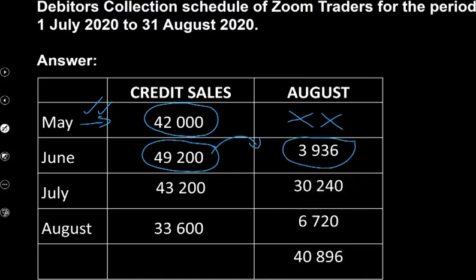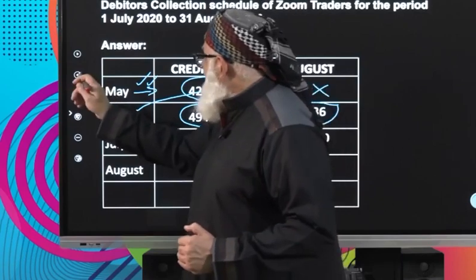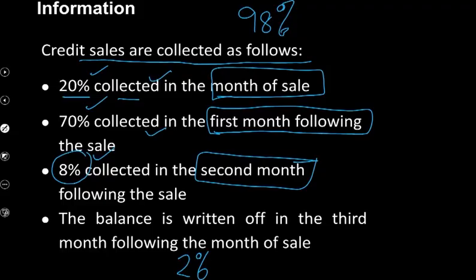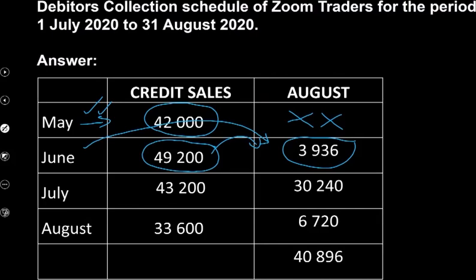Can you see? Although the sale took place in June, its impact will be felt in August because that is our arrangement with our debtors. Once again, a repeat of the arrangements: 20% in the month of sale, 70% the month following the month of sale, 8% in the second month following the month of sale, and the bad debt in the third month following the month of sale.